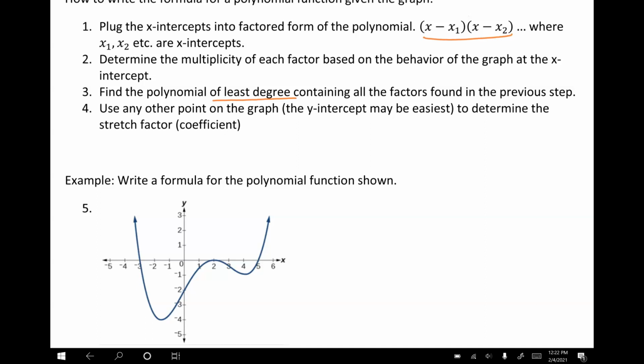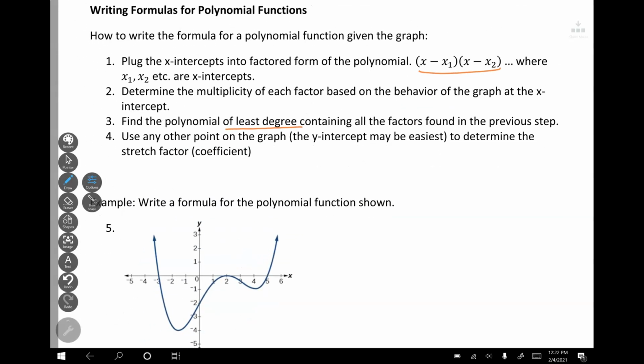Use any other point on the graph. The y-intercept is a good option to determine the stretch factor. So your polynomial is going to be like this. F of x equals x minus something, whatever your x-intercepts are, to some power, I'll say n, x minus your other x-intercept to some power.